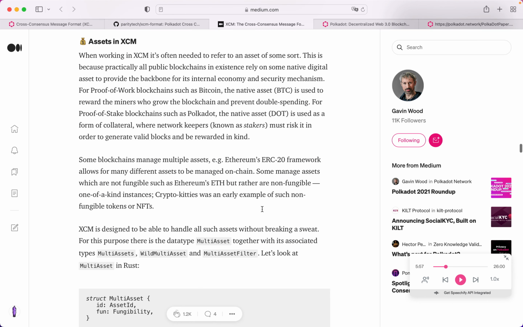When working in XCM, it's often needed to refer to an asset of some sort. This is because practically all public blockchains in existence rely on some native digital asset to provide the backbone for its internal economy and security mechanism. For proof-of-work blockchains such as Bitcoin, the native asset, BTC, is used to reward the miners who grow the blockchain and prevent double spending. For proof-of-stake blockchains such as Polkadot, the native asset, DOT, is used as a form of collateral, where network keepers, known as stakers, must risk it in order to generate valid blocks and be rewarded in kind.